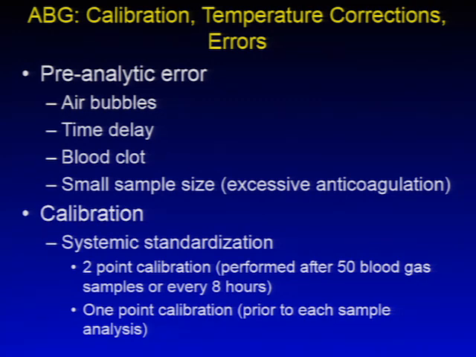In order to calibrate the measurement instrument, you have to do systemic standardization. You can use the 2-point calibration, which should be performed after 50 blood gas samples or every 8 hours, or 1-point calibration prior to each sample analysis.